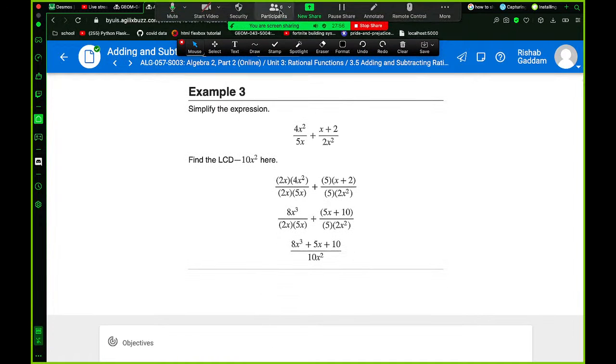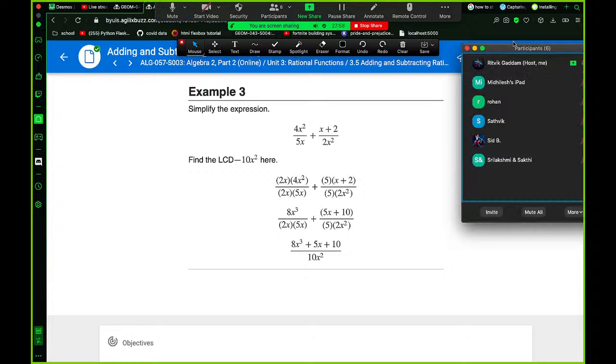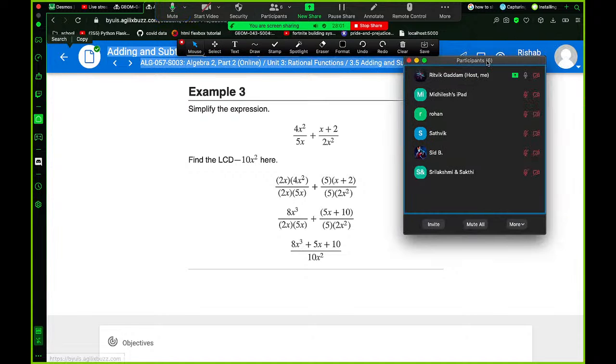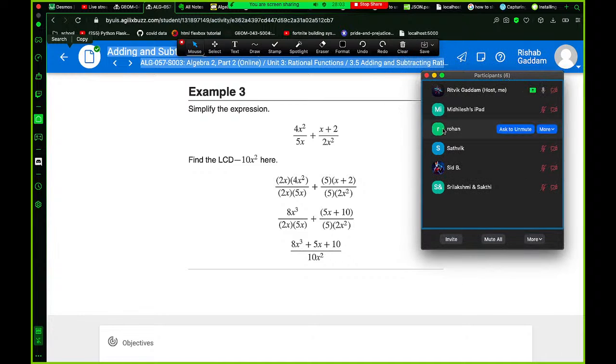Okay, so, oh, cool. There's 6 people now. Yay. So, middle-ish, you go first. What do you think the first step is?